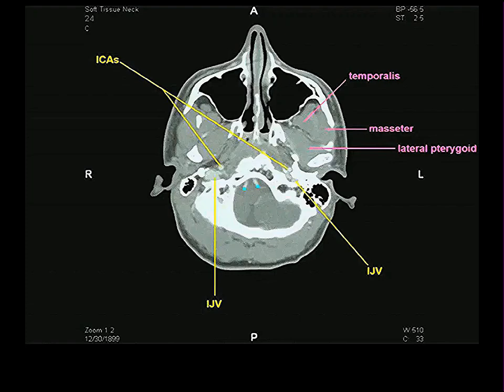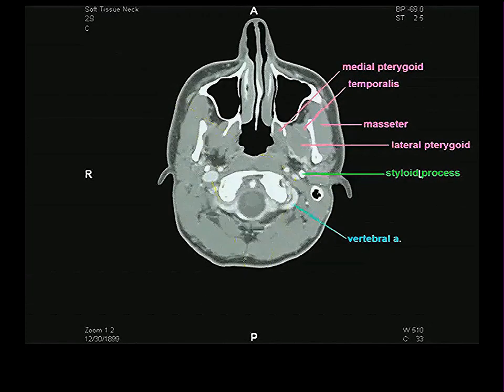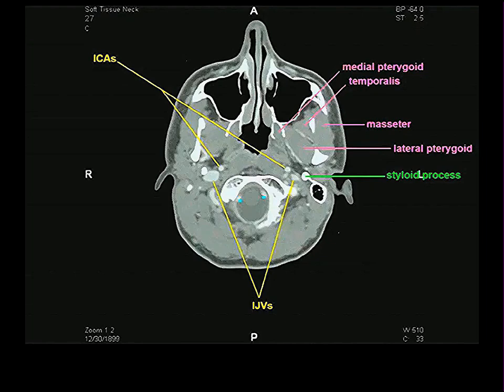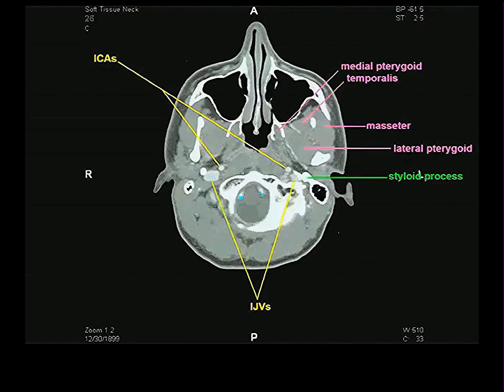I'm going to go all the way back down again because I forgot I did this. Here's the vertebral artery on one side, the vertebral on the other side. I put little asterisks by them so we can follow them up as we're going up. So that's what those asterisks refer to.